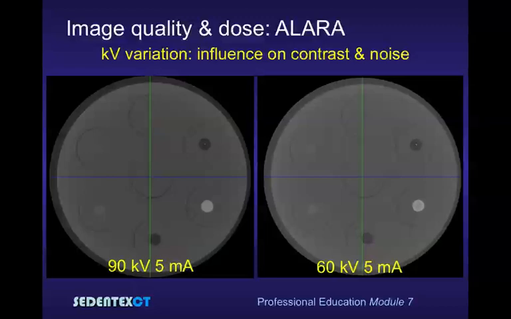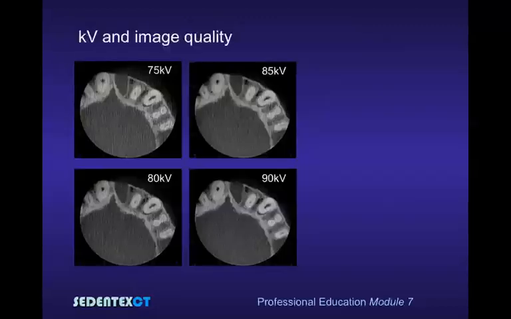Nonetheless, what is particularly interesting is that we can still perceive detail. Now, this is a long way from a clinical situation, but it does suggest that we may be able to reduce kilovoltage in clinical practice and accept some loss of image quality, so long as that is still compatible with an adequate diagnosis.